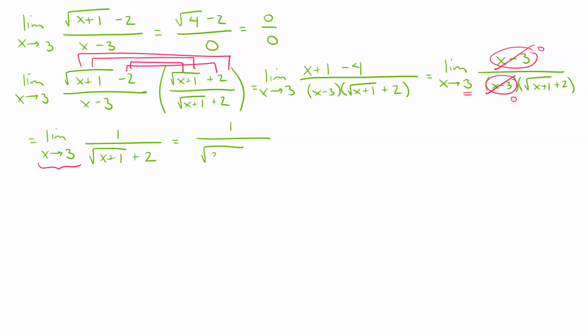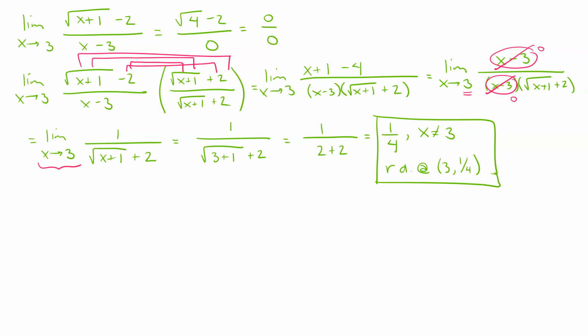So I have 1 over rad 3 plus 1 plus 2. That's 1 over 2 plus 2. My limit is 1/4. My restriction is x can't be 3. There's a removable discontinuity at 3, 1/4.